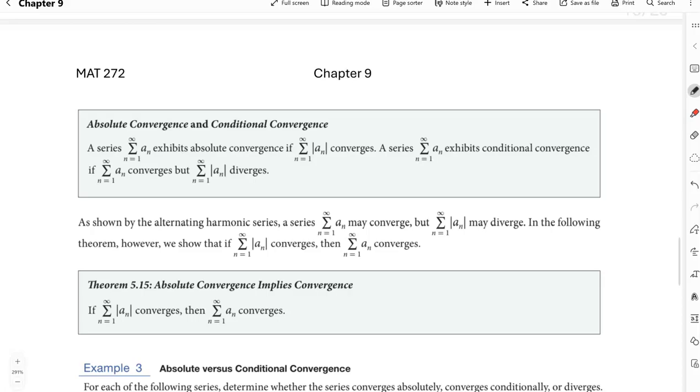A series, the sum of n equals 1 to infinity of a sub n, exhibits absolute convergence if the sum from n equals 1 to infinity of the absolute value of a sub n converges. That same series is going to exhibit conditional convergence if the sum from n equals 1 to infinity of a sub n converges, but the absolute value diverges.